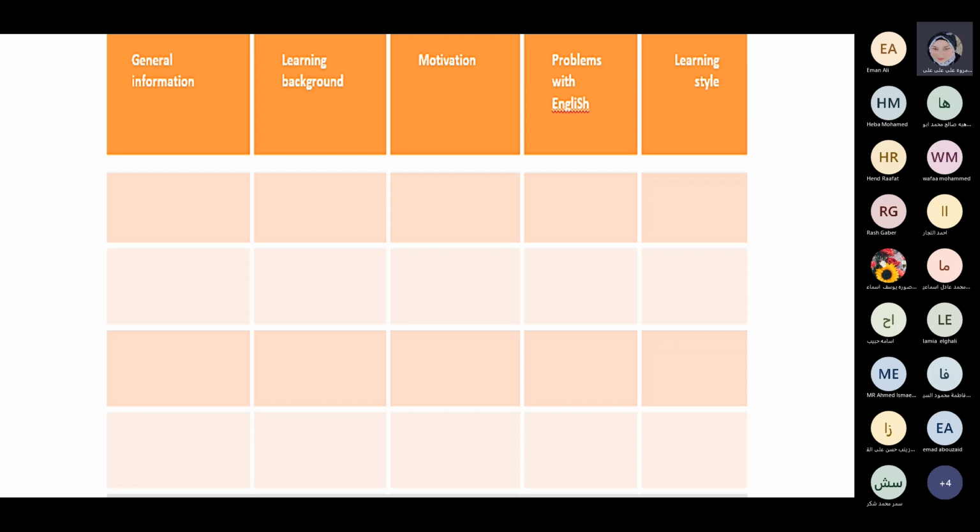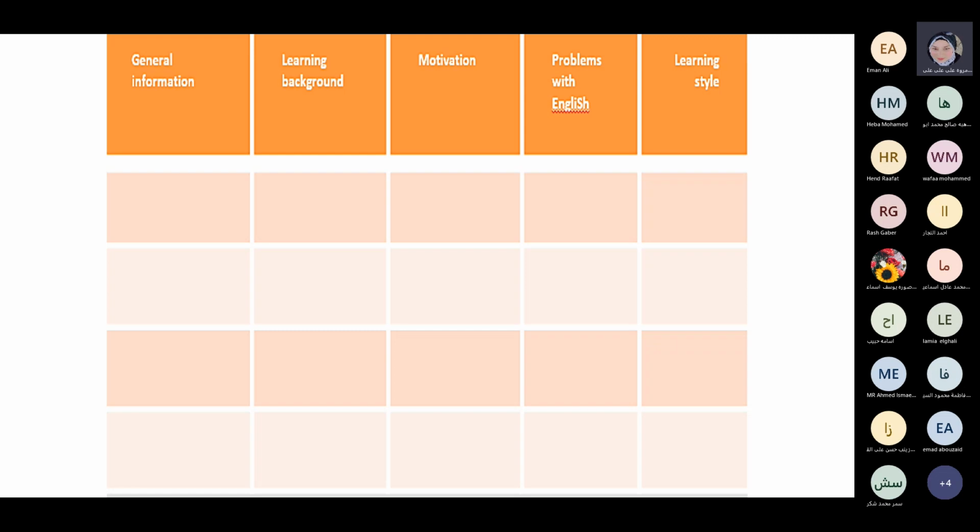For example, we will write in the column on the left general information about Margot, the student. Okay, what's the general information about her? What's her learning background? This is the next column. The third column, what's the motivation? The motivation here means what's her reason behind her need to learn the language? Why is she learning the language? What's the reason? And it's of course mentioned in the letter that she has written to the teacher.